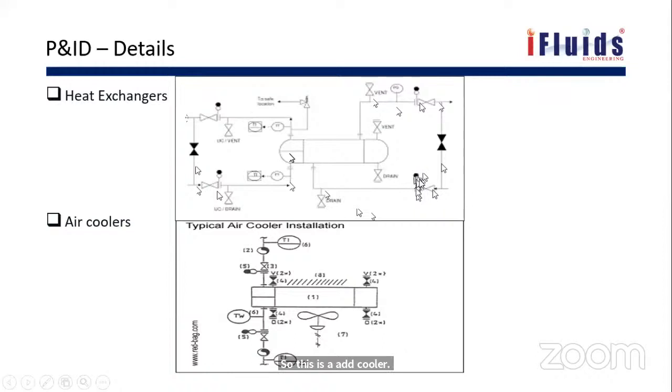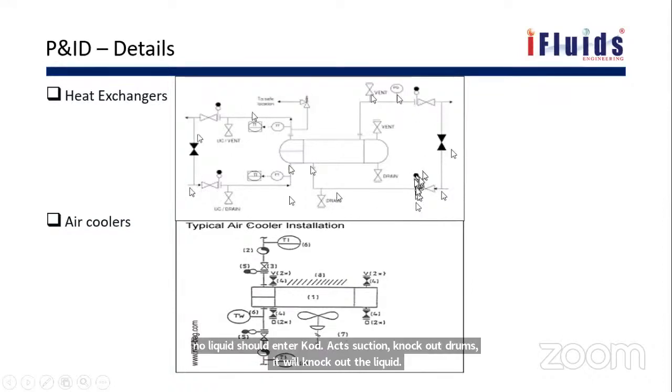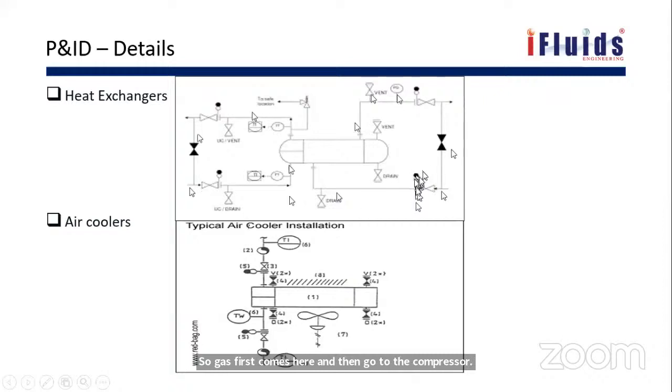Compressors. Compressor is a typical equipment. It's not a single equipment as we saw in PFDs. Compressors will be accompanied by a suction KOD. Compressors are designed for gas transportation, so no liquid should enter. The KOD acts as a suction knockout drum. It will knock out the liquid. So gas first comes here and then goes to the compressor. So this will be shown clearly in the P&ID.